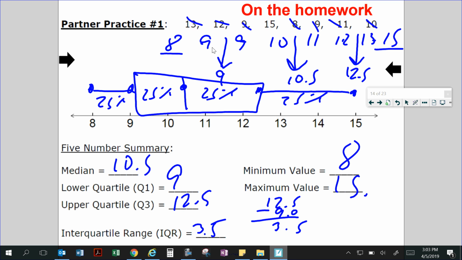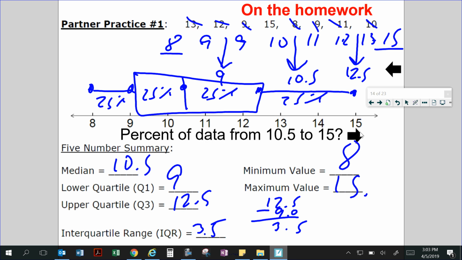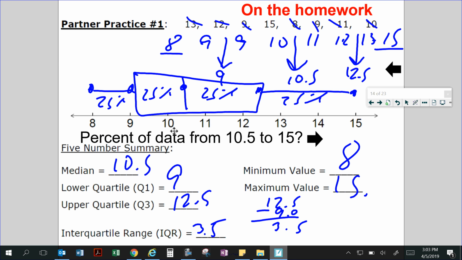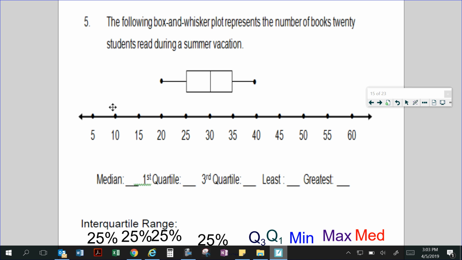So what if they ask a question like this? Percent of data from 10 and a half to 15. 25% plus 25% is 50%. What percent of people is 9 or less? 9 or less, 25%. So what you're going to do is I would like you to answer the rest of the questions.